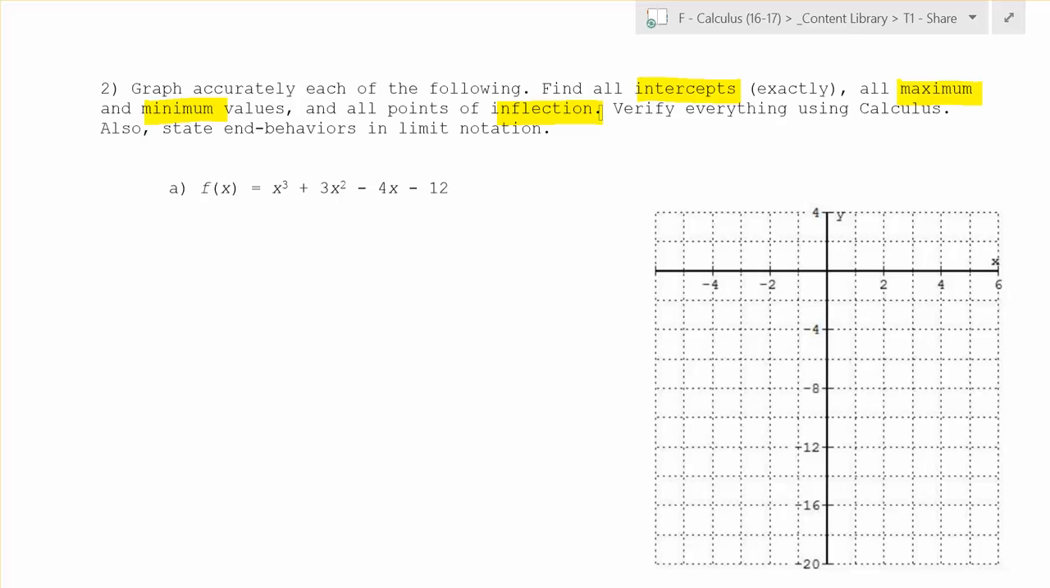By yourself, find me intercepts, minimums and maximums, and the points of inflection. Don't graph anything. Find me those points first. What are some of the intercepts here? We'll call that section 1. Intercepts. Anybody got any?